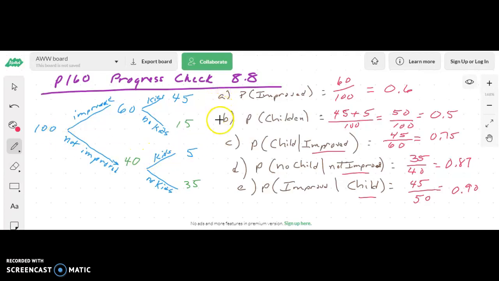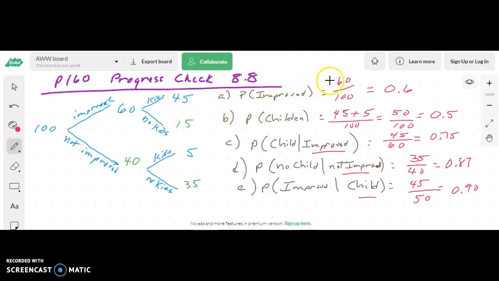Now let's walk through the problems that they've asked. The first question was, if you were selecting a couple at random, what is the probability that their relationship was improved? From there, we could extract that straight from the information given. 60 of the 100 felt that they were improved. So I set up a fraction.